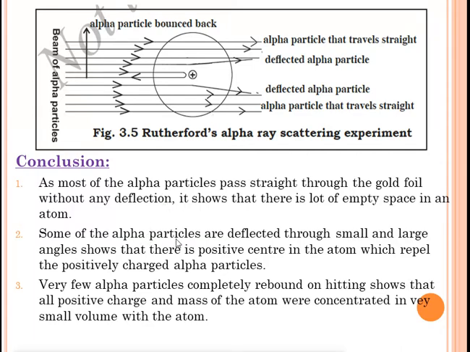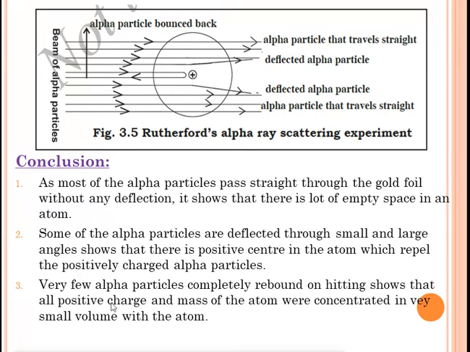Second point, some of the alpha particles are deflected through small and large angles. This shows that there is a positive center in the atom which repels the positively charged alpha particles. Since alpha particles are positively charged and in the center also a positive charge is there, he concluded there must be some positive charge in the center, and this positively charged center is called the nucleus. And as alpha particles are also positively charged, they will repel each other. That's why they are going back.